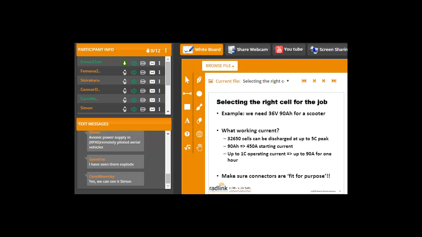The important thing about this whole exercise is we've been talking a lot about current, and those of you who are electrical engineers or technicians will know that there's a thing called I squared R heat losses, or heat generated by I squared R. When the current is squared and multiplied by the resistance the current is flowing through, that causes heat to be emitted. So you must make sure that whatever connectors you use are fit for purpose, because you have a 450 amp peak current and up to 90 amps of operating current.